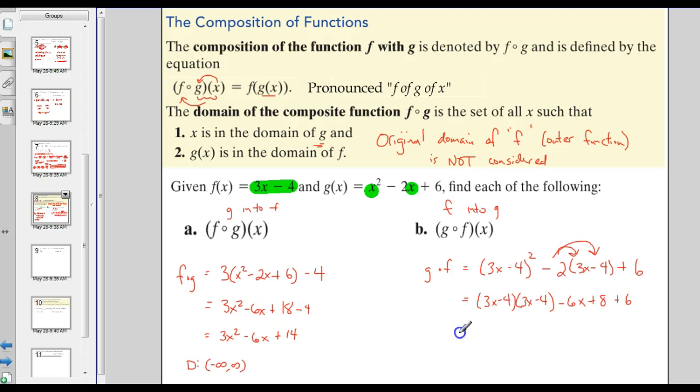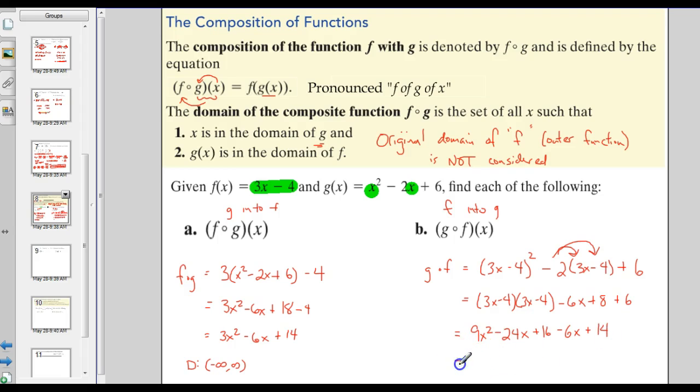Alright, FOILing this out, I get 9x squared. 3x times negative 4 is negative 12x. Negative 4 times 3x is another negative 12x, so that's a minus 24x. Negative times a negative is a positive 16. And then the minus 6x, and 8 and 6 is 14.